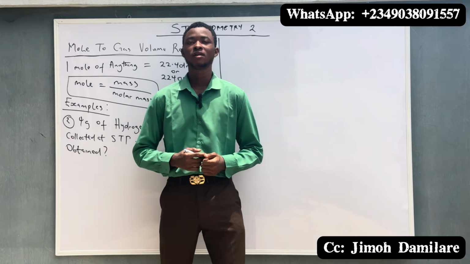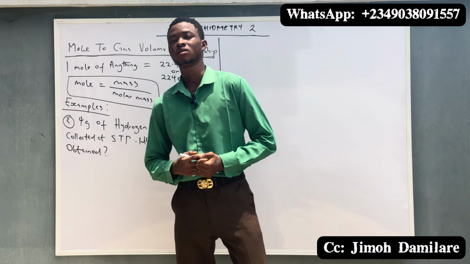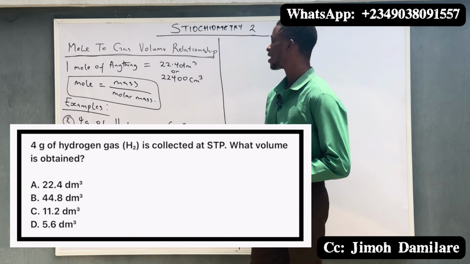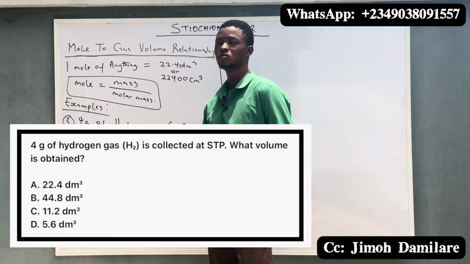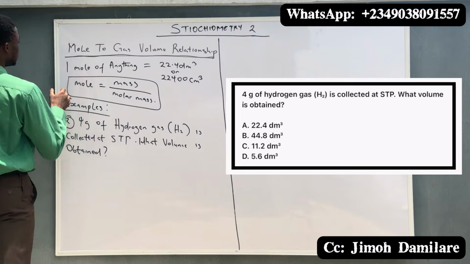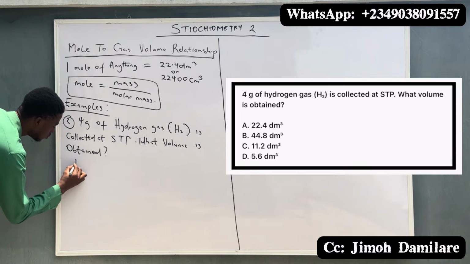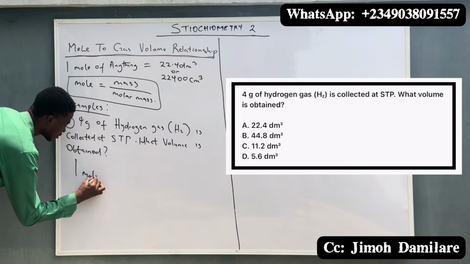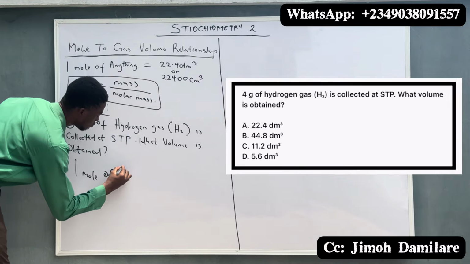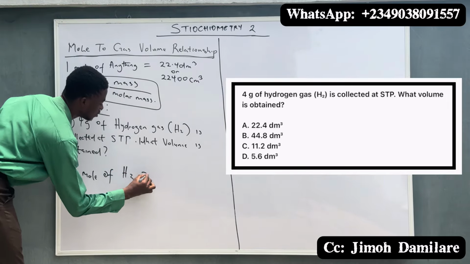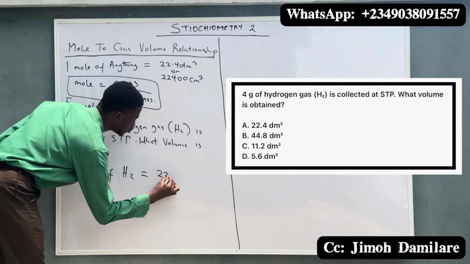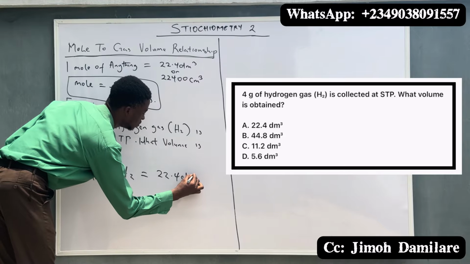And moving to the second example, the question as displayed on the screen says that 4 grams of hydrogen gas is collected at XTP. What volume is obtained? So in order to solve this kind of question, the first thing that always comes to your mind is that 1 mole of hydrogen gas, H2, is equal to, looking at the option, you can see it is still in dm cube, so you can use 22.4 dm cube.